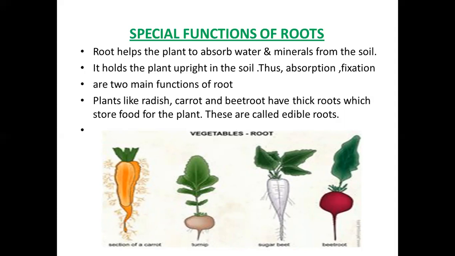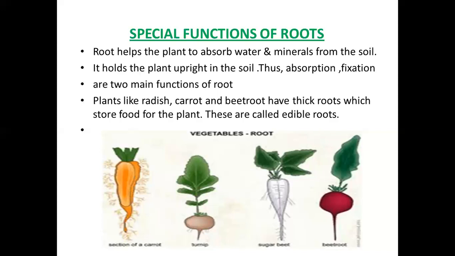So there are two main functions of roots, that is absorption and fixation. Absorption is nothing but absorbing water and minerals from the soil, and it holds the plant upright in the soil. This is called fixation. So the root helps the plant to absorb water and minerals, which is called absorption. It holds the plant upright in the soil, which is called fixation. So thus absorption and fixation are the two main functions of the roots.